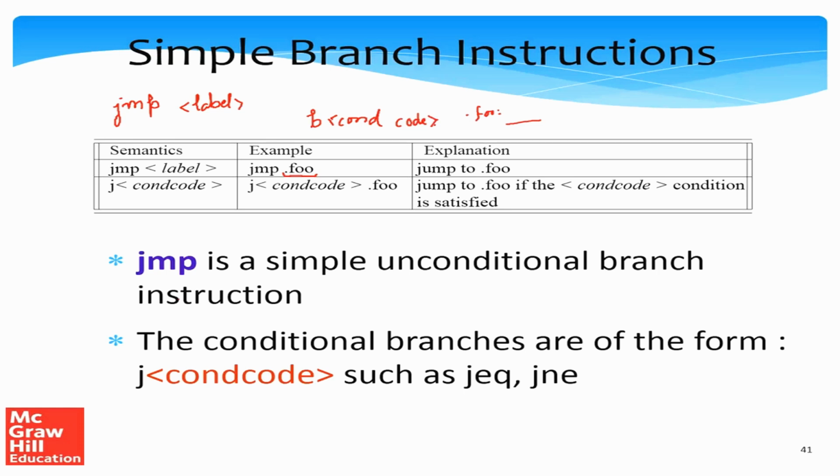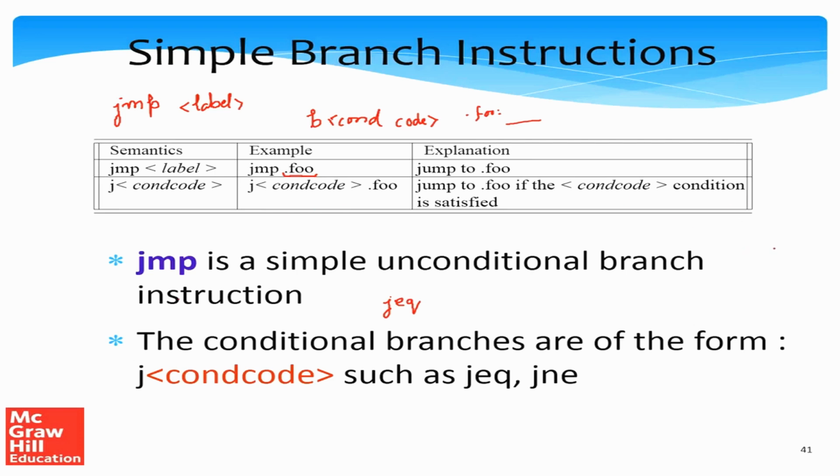So they were instructions of the form B, Q, B, N, E, and so on. So in this case, instead of a B, we have a J. So an instruction of the form J, E, Q basically means a jump if equal. And equal, so where does equal come from? Well, the last instruction that has set the flags.